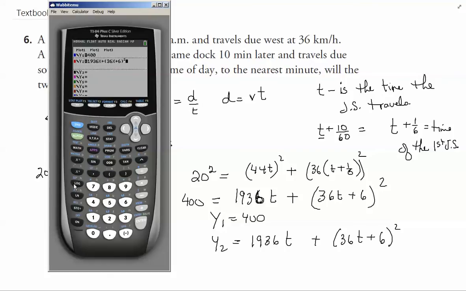I am looking for the intersection of these two. So I'm going to go zoom, and if I scroll down here, it's zoom fit, so 0. I should see one of my horizontal line, that's the 400, and going down and coming up. So let's look, expand my window, and I'm going to just change the Y.